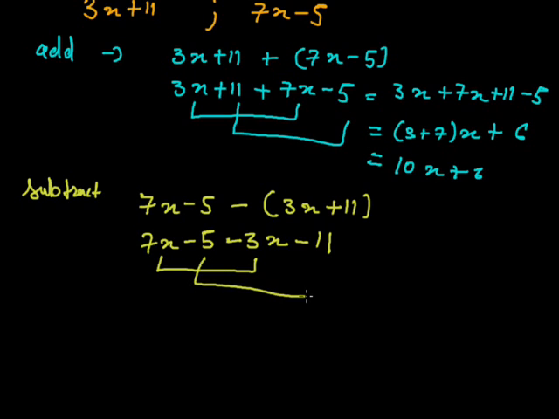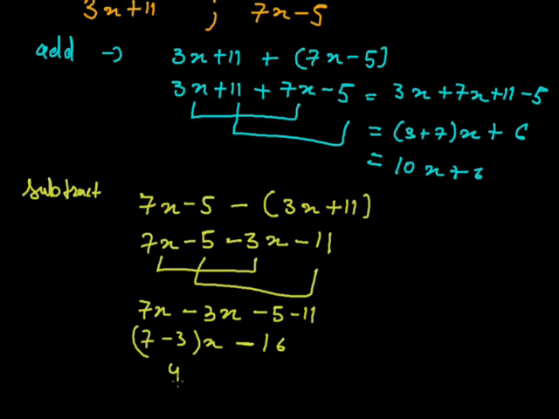Now the like terms are 7x and minus 3x, and minus 5 and minus 11. So we will rearrange this and write it as 7x minus 3x minus 5 minus 11. Now since minus 5 and minus 11 have the same sign, the numbers will get added, that is 16, and will have the common sign, that is minus. Now 7 minus 3 is 4x. So the answer is 4x minus 16.